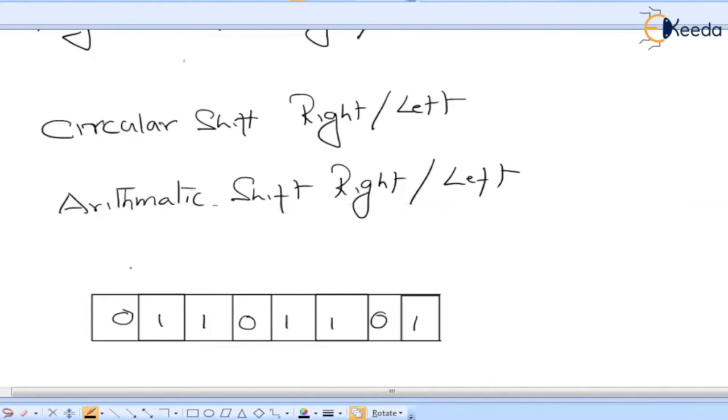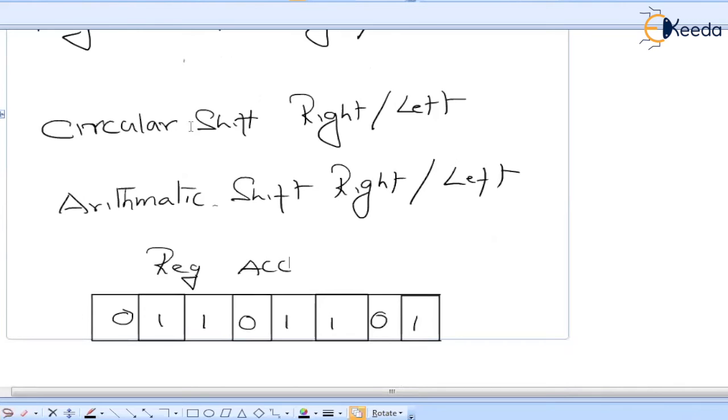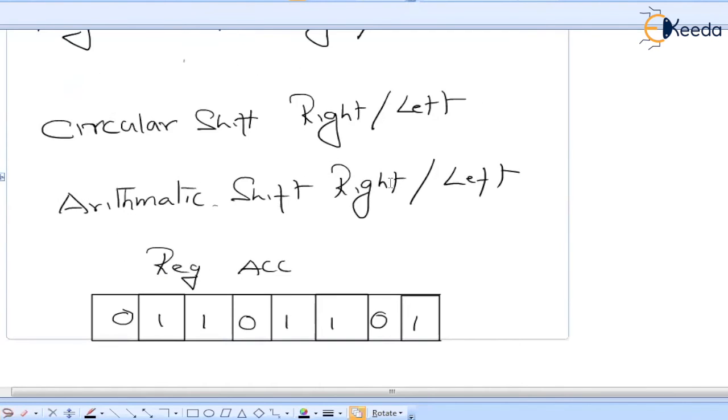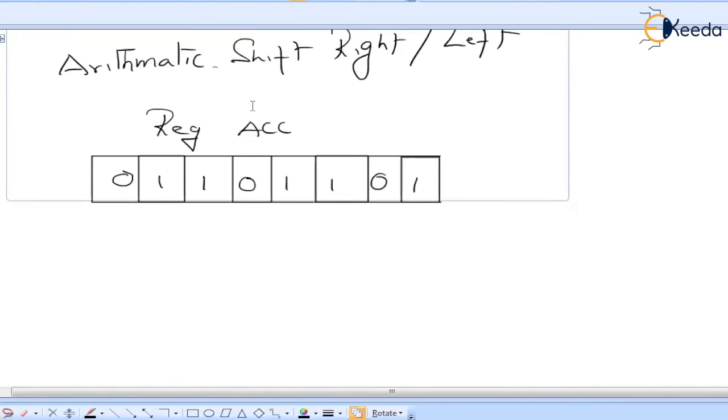Now I do have a register. This is my register, probably an accumulator in the processor. Now I would like to perform the logical shift right and logical shift left, circular shift right and circular shift left, and also the arithmetic shift right and left. Let us see how the shift is going to happen. Let us consider the logical shift. What is a logical shift? This logical shift is going to shift the contents either to the right or to the left. But how is it going to be performed? Let us have a look.